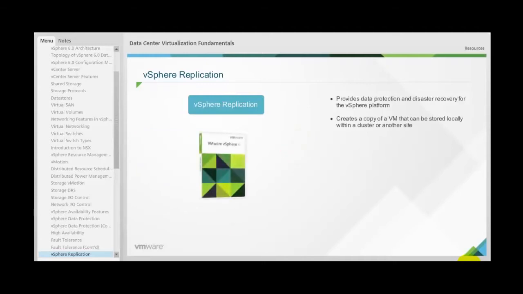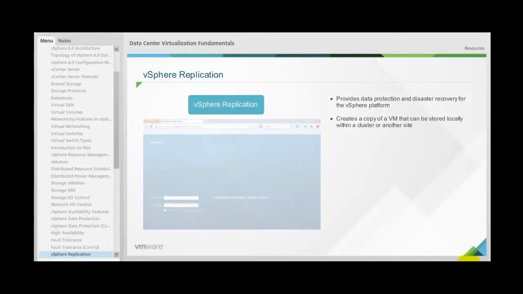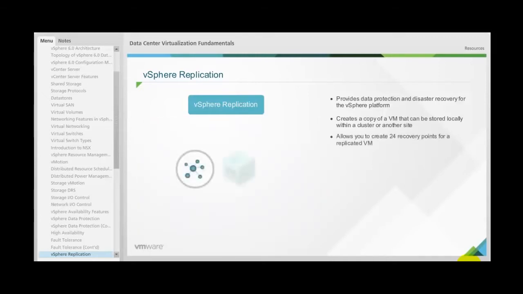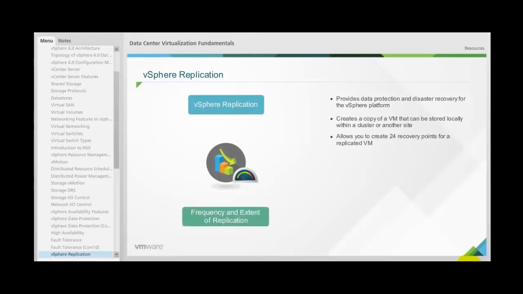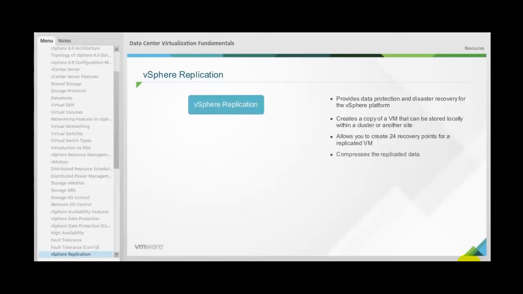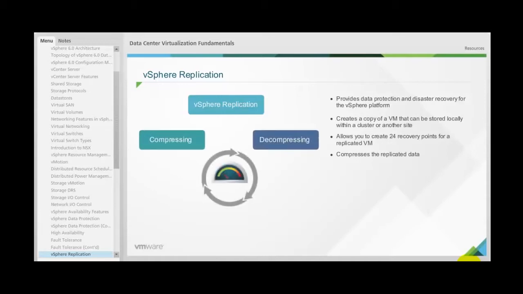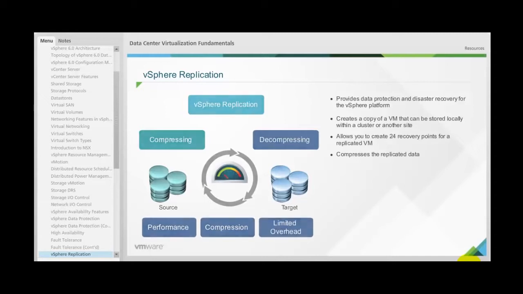In vSphere 6.0, replication is tightly integrated with vSphere and is managed using the vSphere web client. It allows you to create as many as 24 recovery points for a replicated virtual machine. It also provides you with options to minimize network bandwidth consumption by controlling the frequency and extent of the replication. Further, the replicated data is compressed as it is sent across the network and stays compressed until it is written to storage. Though compressing and then decompressing the replicated data costs some CPU cycles on the source and target storage host, there is an overall balance between performance, compression, and limited overhead.